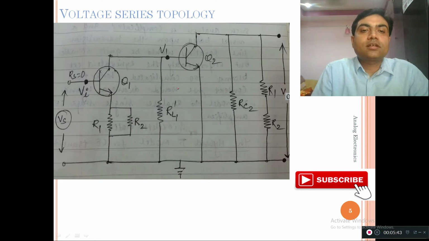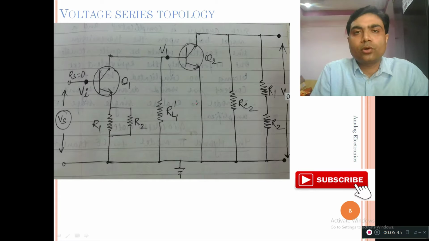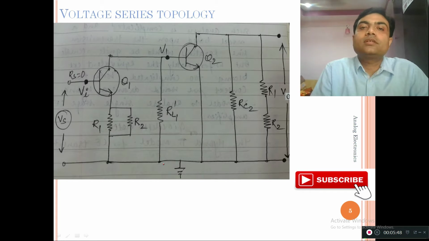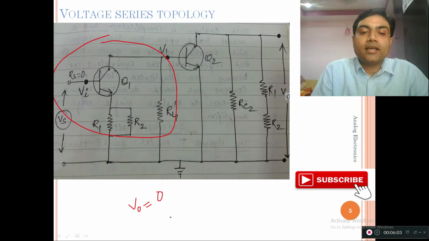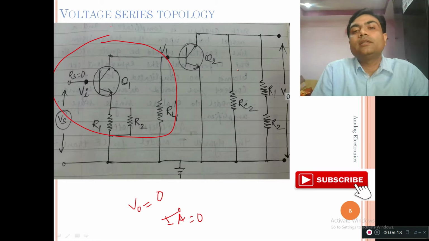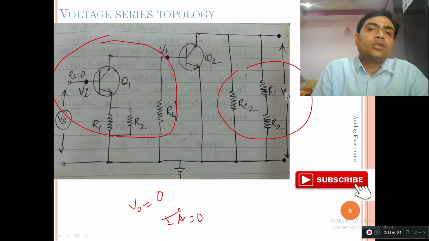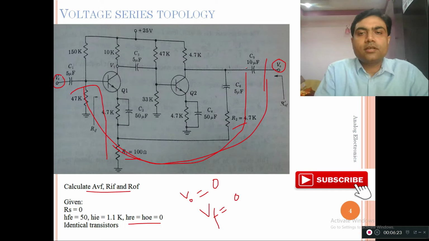So this circuitry which I have already drawn for you is based on the same logic that I just told you. What the logic is, I have to make VO equals to 0 to determine the input circuitry, and I have to make II equals to 0 to determine the output circuit. So let us go in the previous circuit and we can see how we can do this.